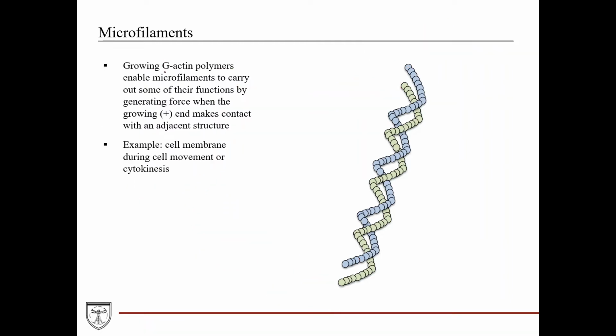Now, these growing G-actin polymers enable microfilaments to carry out some of their functions by generating a force when the growing positive end makes contact with an adjacent structure. So let's designate this the positive end here, the negative end here. And so it's going to be growing out from this positive end. You're going to be adding those G-actin monomers bound to ATP to this section here.